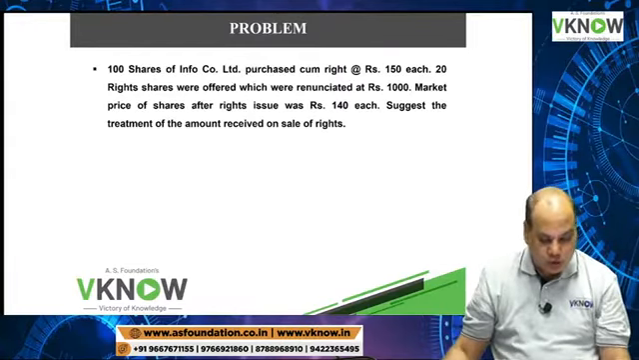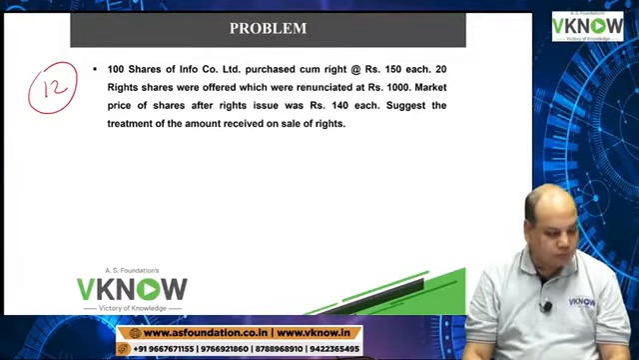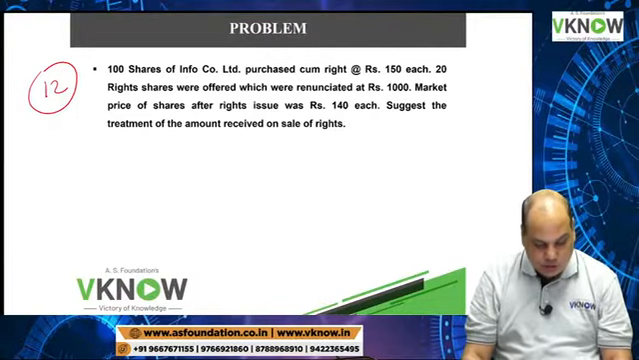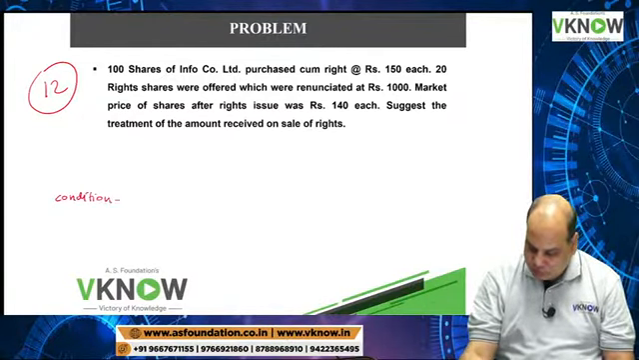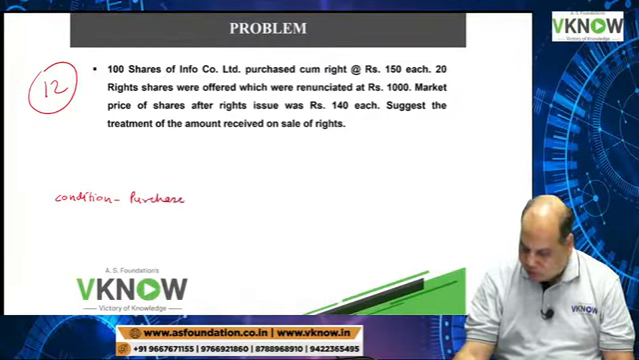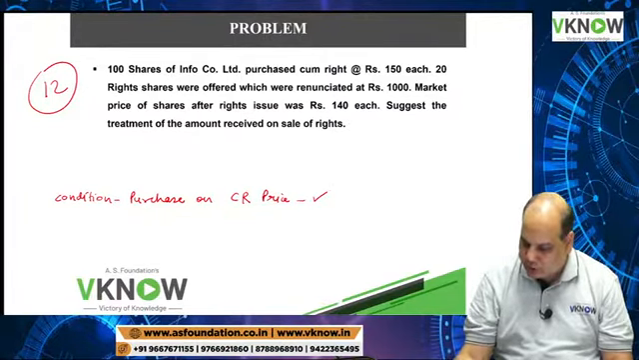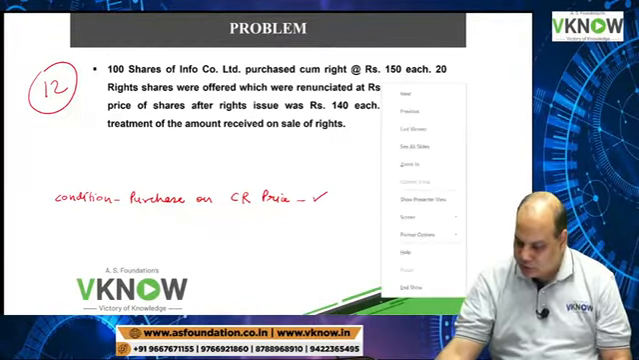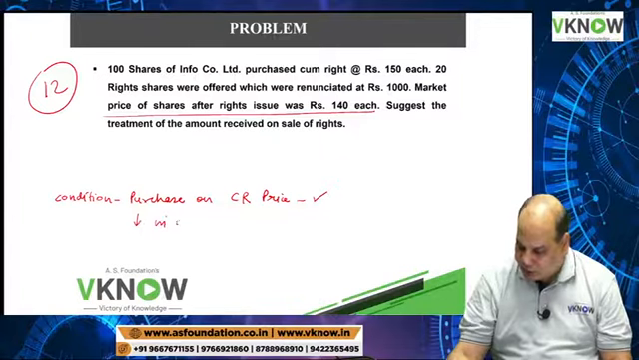We will solve one question, number 12, printed in your book. Just below that, question number 12: 100 shares of Info Company Limited purchased on cum-right basis. First condition is purchase must be on cum-right basis, cum-right price. This condition is satisfied. At rupees 150, 20 rights were offered which were renounced at 1000 rupees. Market price is 140 each. There must be a decrease in market price.